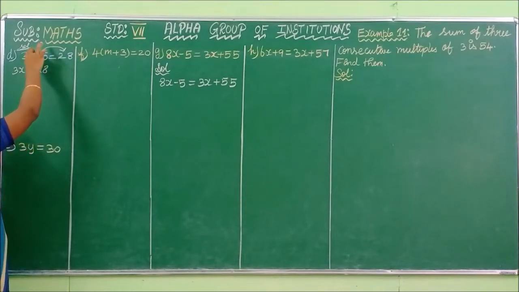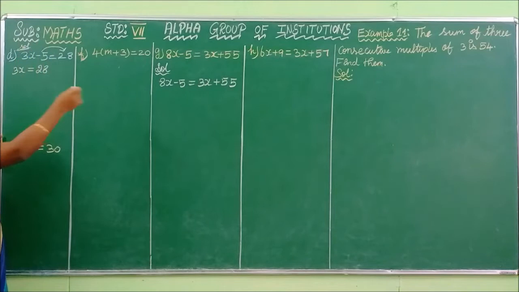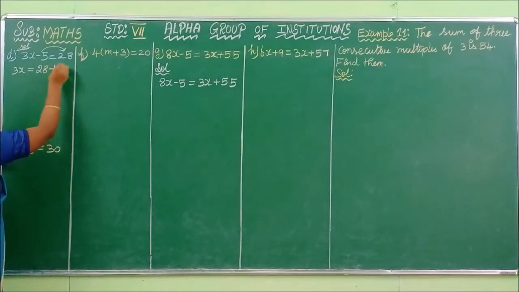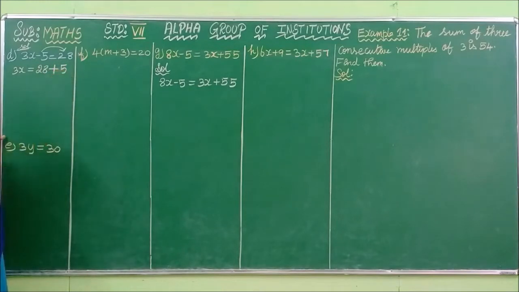While you are bringing minus 5 from LHS to RHS, its sign should be reversed. So it became plus 5. Do you understand, children? Plus 5. So 3x equal to 28 plus 5. What is your answer? 33. So 33. We have to find the value of x.